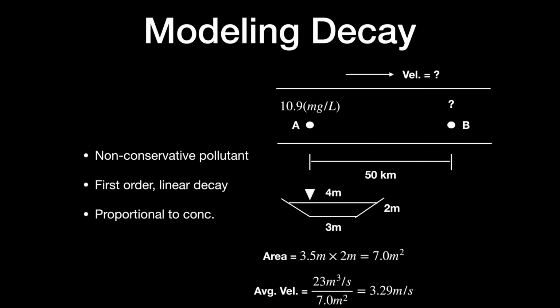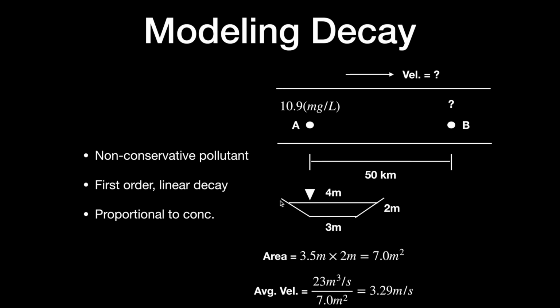Now if you were just looking at a conservative pollutant, or we're only interested in the concentration at the point of mixing, you would basically be done. But if you want to determine the concentration for a downstream location of a non-conservative pollutant, then we need to take into account decay and create a decay model.